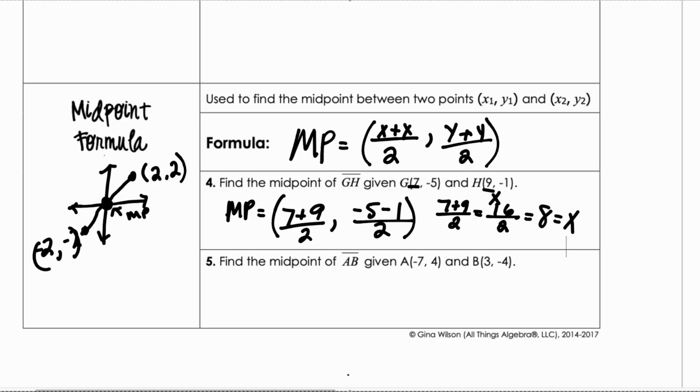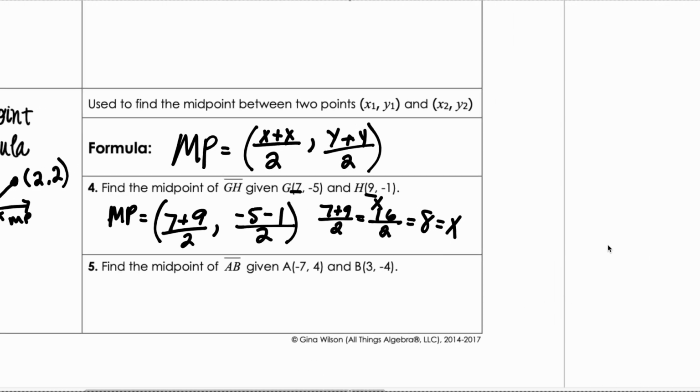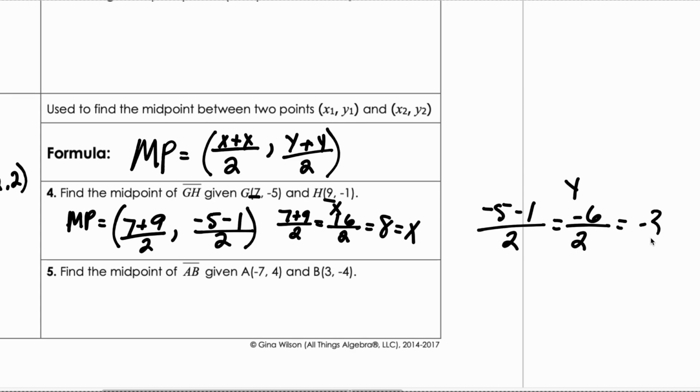Let me scroll over, get some more room. Okay, so to find my y's, I have -5 minus 1 divided by 2 is going to be my y. So negative and negative means that we add. 5 plus 1 is 6. It's going to be -6. And then -6 divided by 2 is -3. So my y is -3. So I'm going to erase this right here. And I know that my midpoint, according to our formula, is 8, comma, -3.